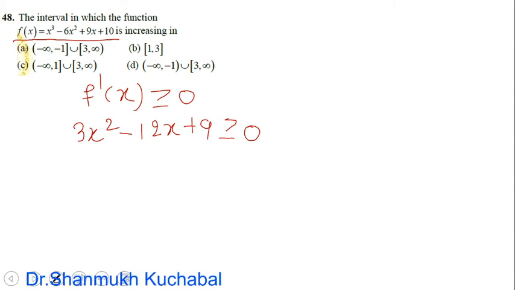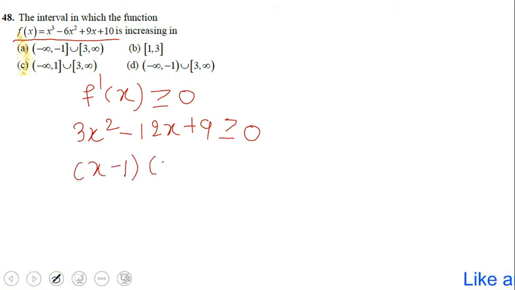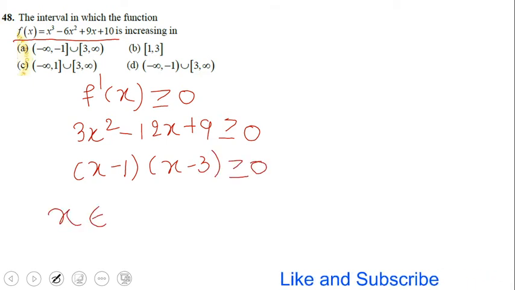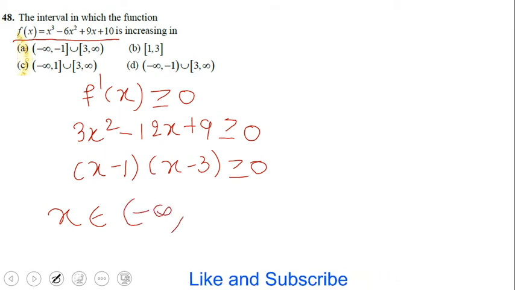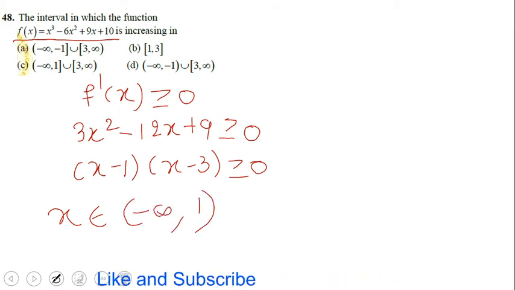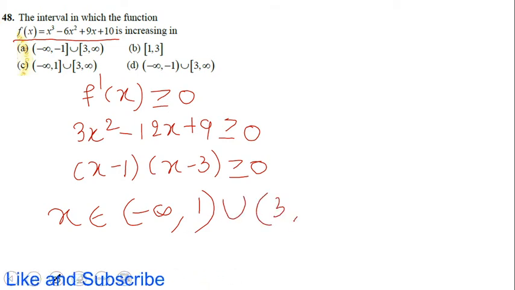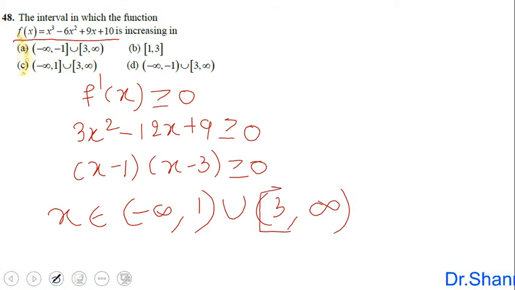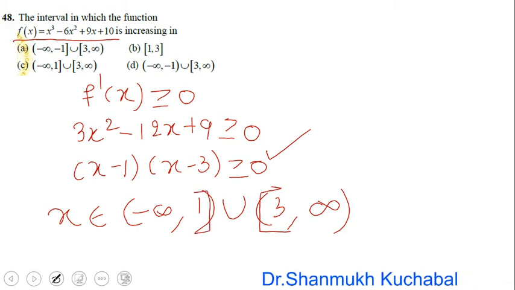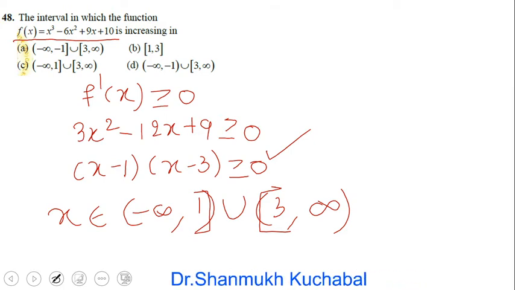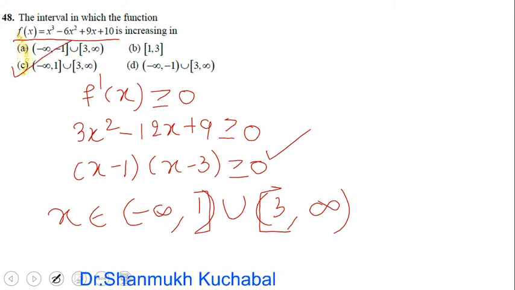So this is a quadratic equation, and a quadratic equation leads to two solutions. These two factors are x minus 1 and x minus 3, greater than or equal to 0. Therefore x belongs to minus infinity to 1, union 3 to plus infinity. We have to take a square bracket at 3 because the greater than or equal to symbol is there, and for 1 also we take a square bracket. Therefore clearly option C is the right answer here.